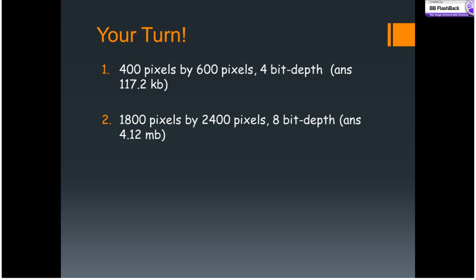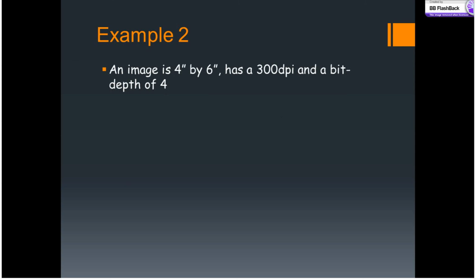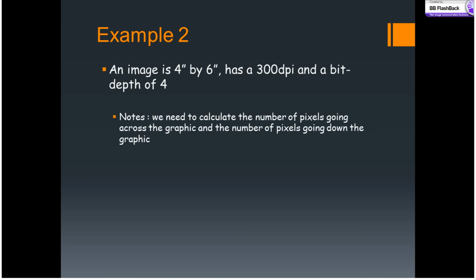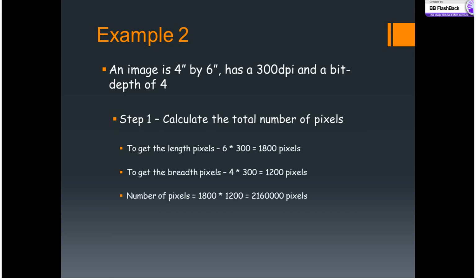So let's move on to the next kind of graphic question. An image is 4 inches by 6 inches and it has 300 dpi. It has a bit depth of 4. Now notice what we don't have is the total number of pixels. We need to calculate them. I've got 4 inches, 6 inches, and each of those inches is 300. Now this is where people make mistakes. This is a common one.